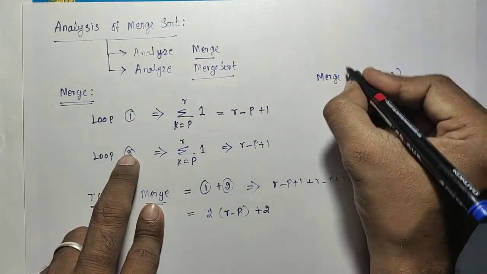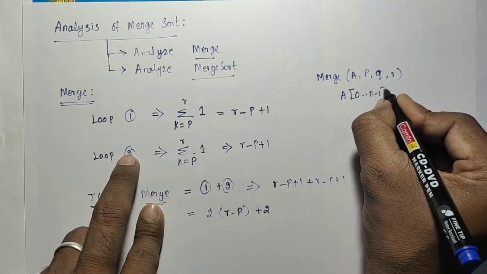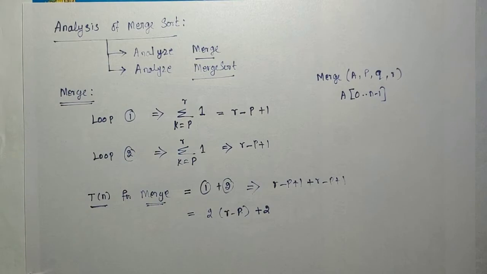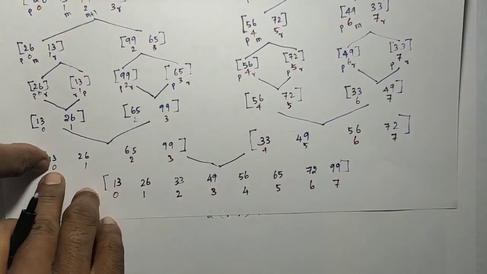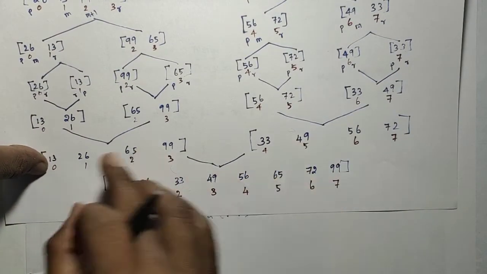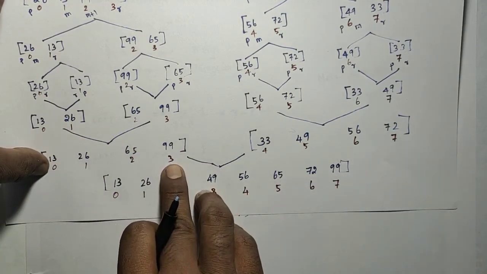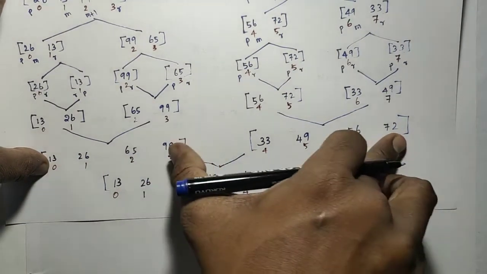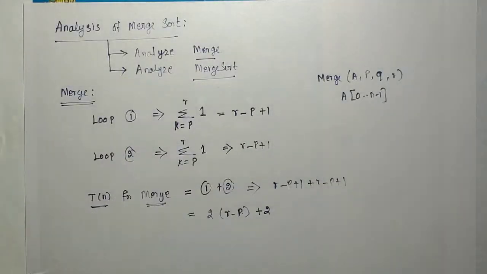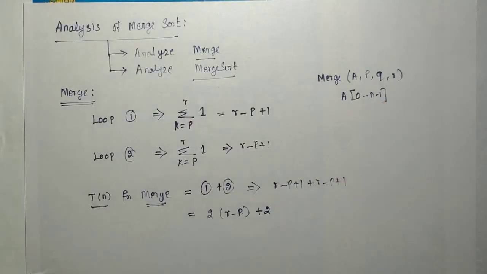It means that if a contains the elements a of 0 to n minus 1, this is the content. If n elements are there, see this: if we want to merge these two, p will be 0 and r will be 7 and q will be 3, like that we have to call. So p to r like this, and q is the middle element, like that we need to call.